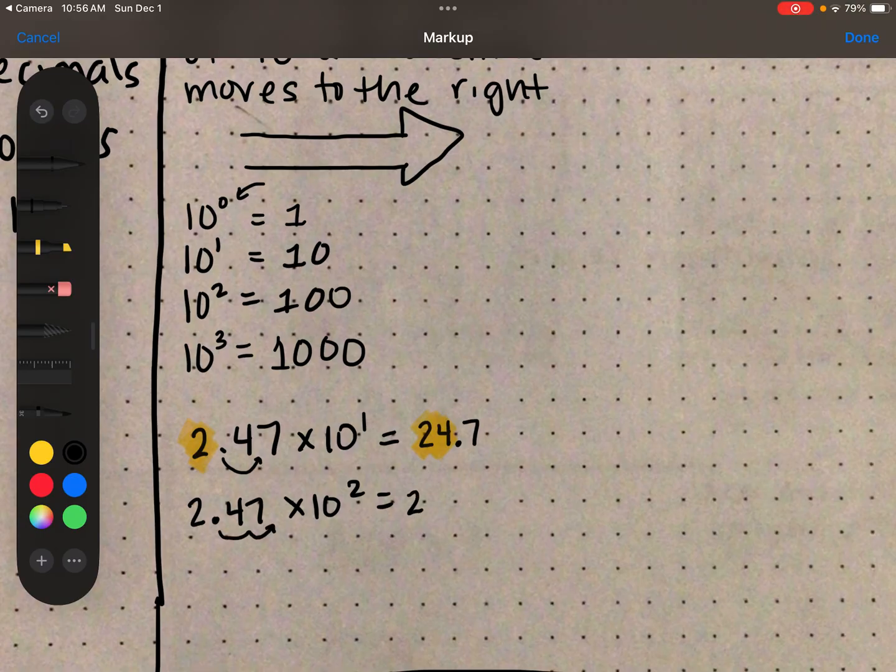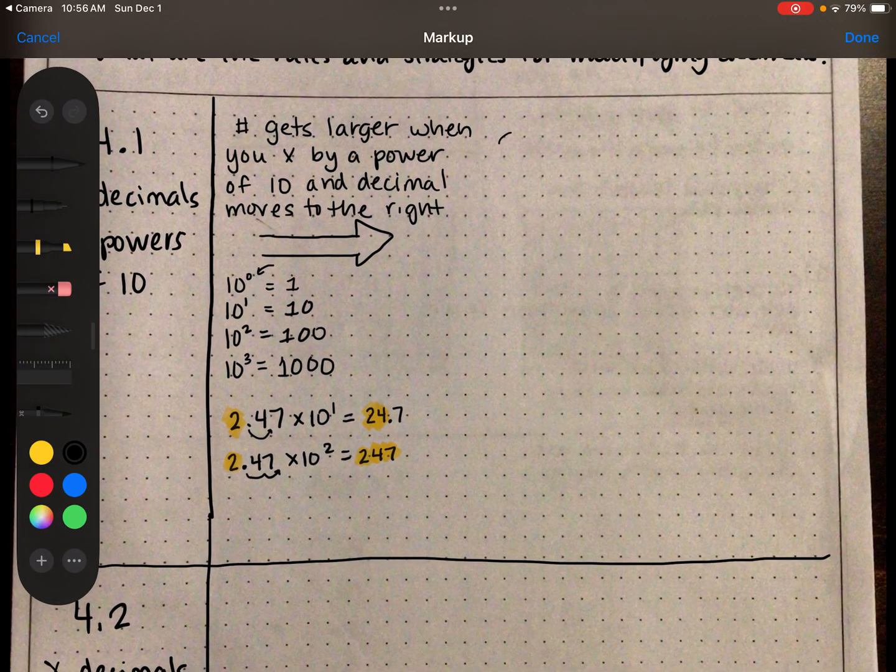And if we do 2.47 times 10 to the second, which is 100, we're going to move the decimal 2 places. So it goes 1, 2, and my answer becomes 247. See that decimal at the end? If you don't have anything after it, you actually don't even need it. It just becomes 247, and that is 100 times larger. So we started at 2 and we ended at 247. So the patterning on this is just moving the decimal 1 place for every increasing exponent.